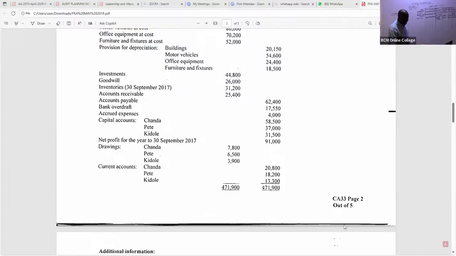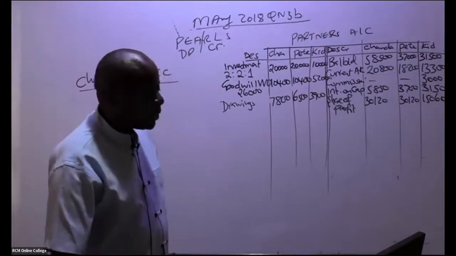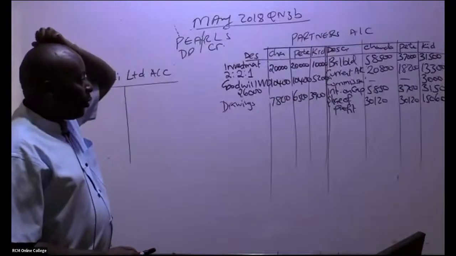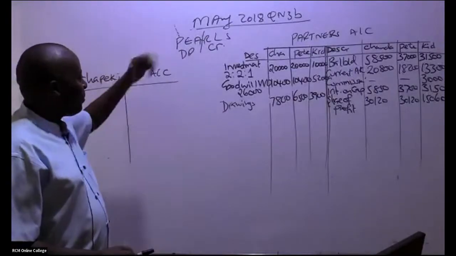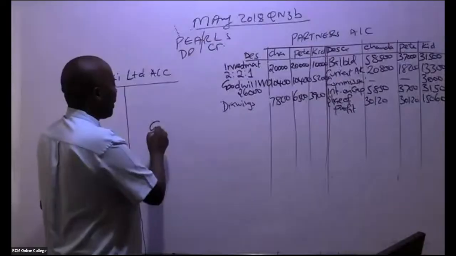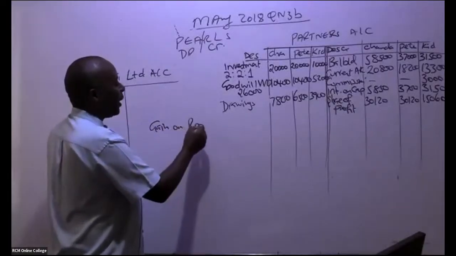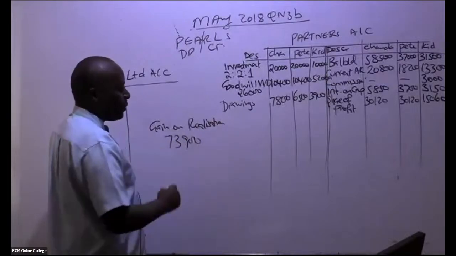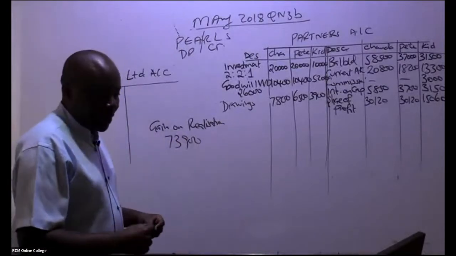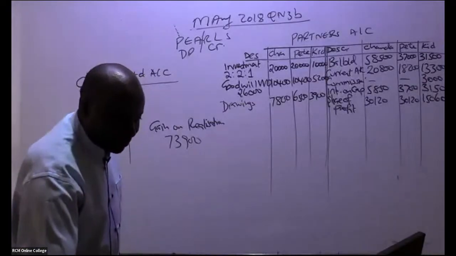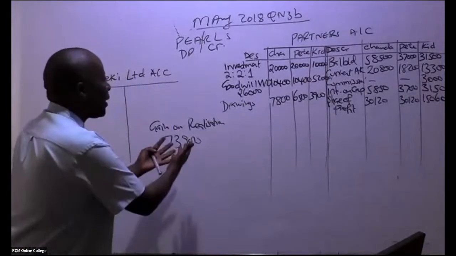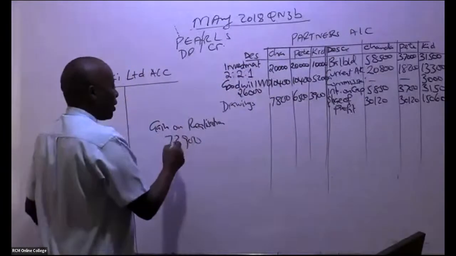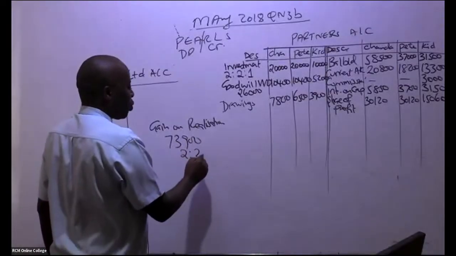Now, as I do this, there is something very important that normally connects this partner's account with my realization. Sorry, I rubbed this pretty fast. Remember, we got a gain on realization. Of how much? Can somebody remind me? Was it 73,900? Yes, please share it out to the partners. It's their gain, it's their money. Share it out using this ratio 2:2:1.